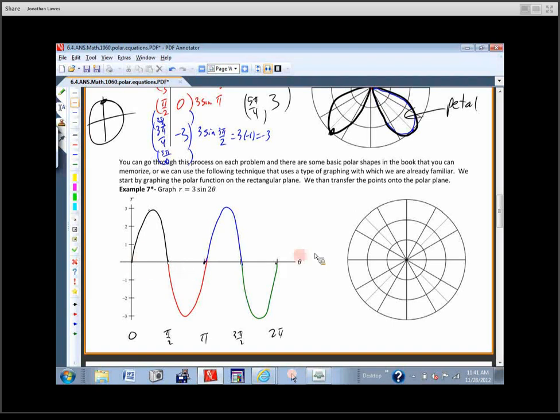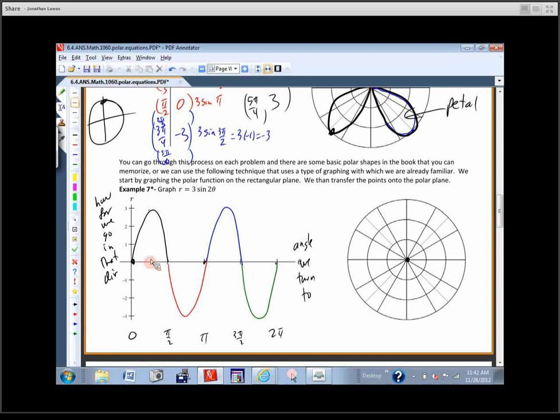Okay, this is the angle we turn to. That's what this axis represents. Angle we turn to, or I suppose if you're an English major, to which we turn. Okay, and this right here, this is the radius. This is how far we go in that direction. So if I take this point right here, what angle do I turn to? 0. How far do I go? 0. Right here at the pole.